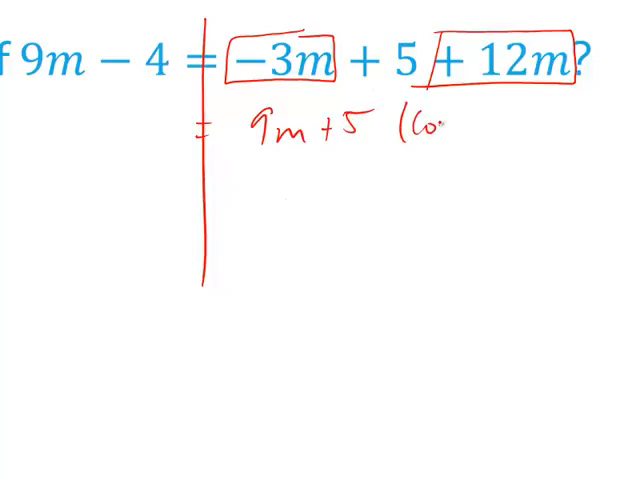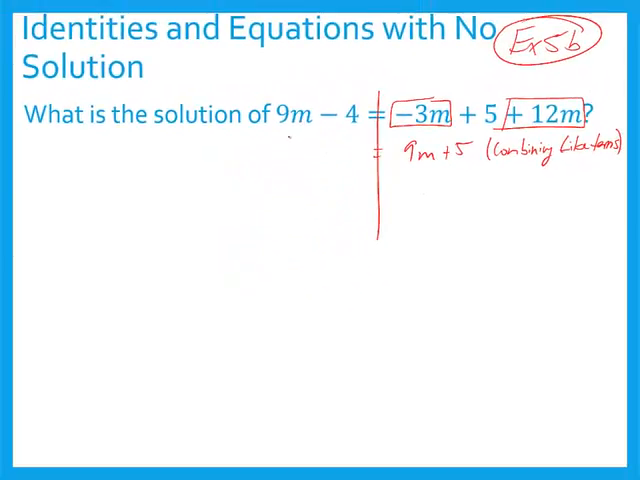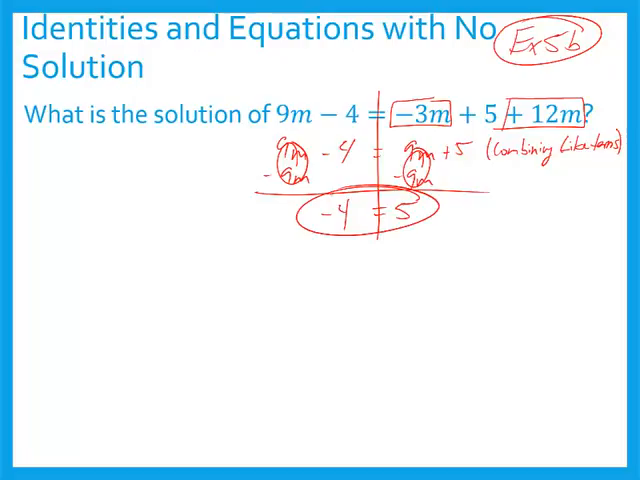And that was combining like terms. Then bring down the 9m minus 4 on the left side. Alright, now next step, we need to get rid of the m on the right. So let's subtract that positive 9m from both sides. 9 minus 9 is 0. Bring down the negative 4. 9 minus 9 is 0. Bring down the 5.